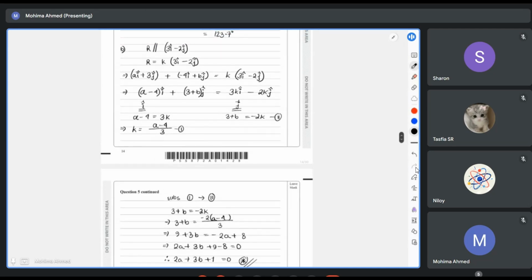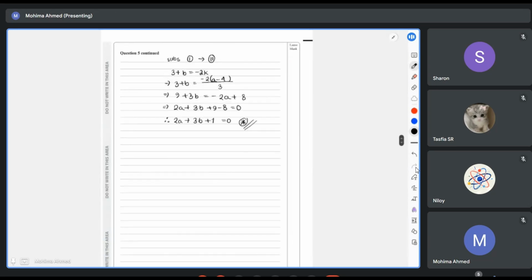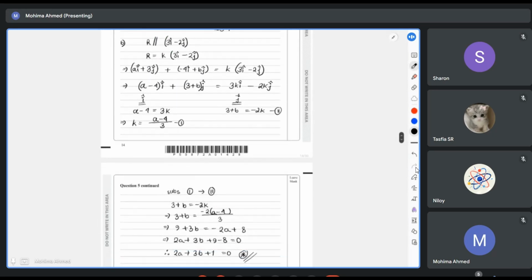Is there anyone having any problems till now? For Tashfia and Sharon, do you guys have any problem? No problem. Okay. Then obviously I'm not giving you time to write these things because I don't expect you all to write this in class, okay? I'm going to give you this entire file today after the class because it's going to be completed within today's class.